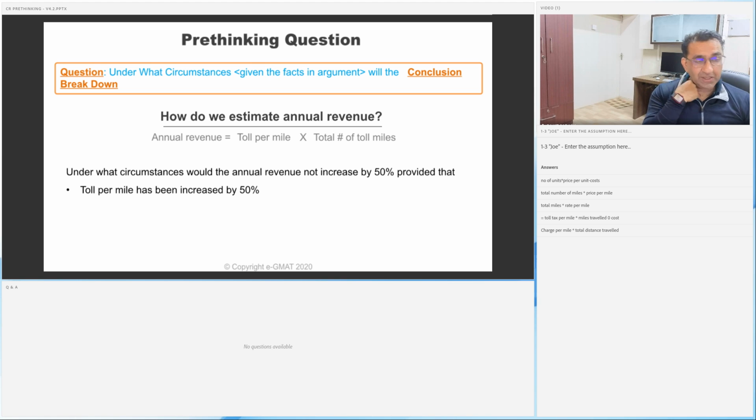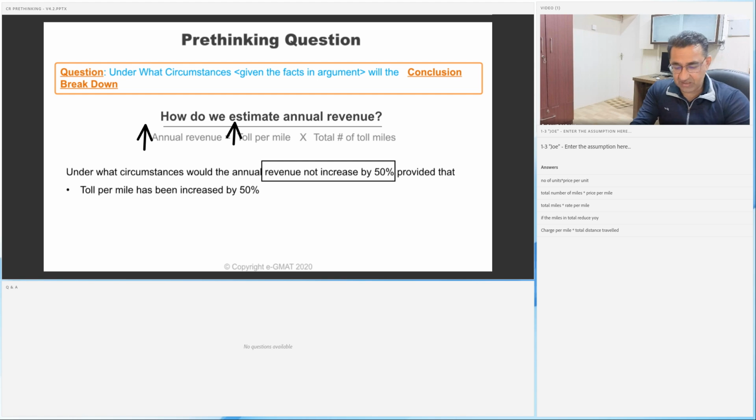So let's ask a pre-thinking question. Under what circumstances, given the facts in the argument, will my conclusion break down? What's my conclusion breakdown criteria? Annual revenue not increasing by 50%. Okay. So under what circumstances would my annual revenue not increase by 50%, given that this is already plus 50%?